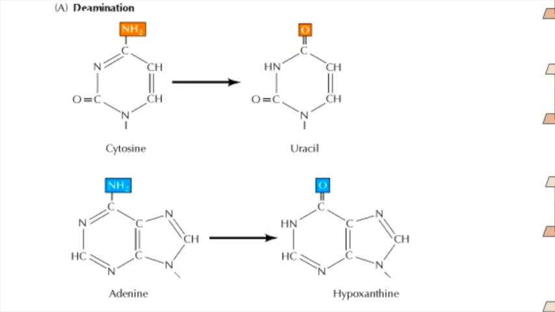Now, normally a cytosine getting converted into a uracil or an adenine getting converted into a hypoxanthine, both of these changes are chemical changes that need to be repaired. However, out of the two of them, it is the first type, that is cytosine getting deaminated into uracil, which is more dangerous and more critical and requires to be repaired more readily.